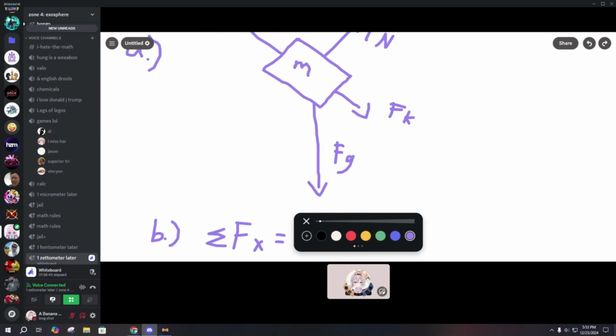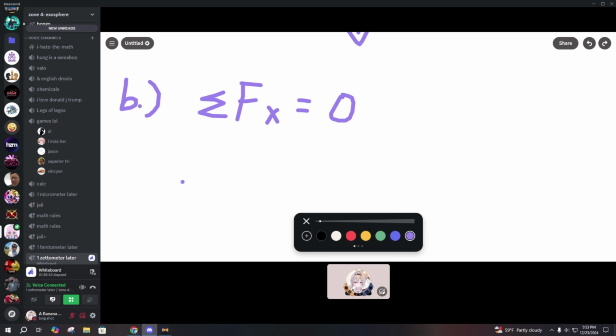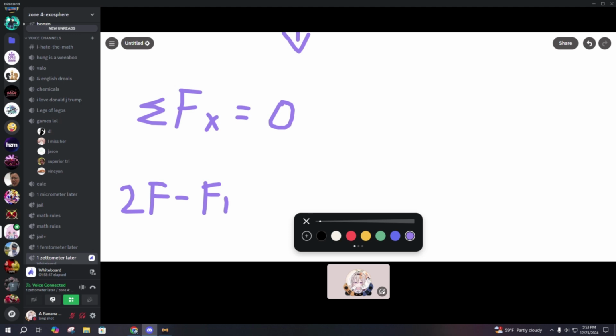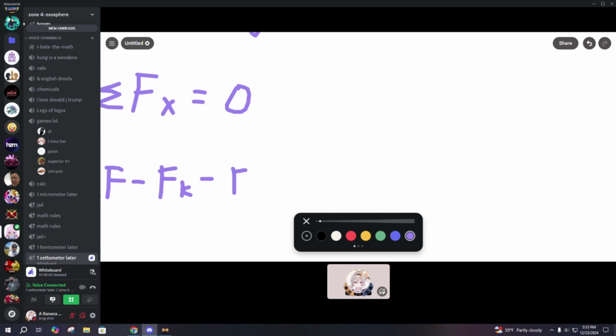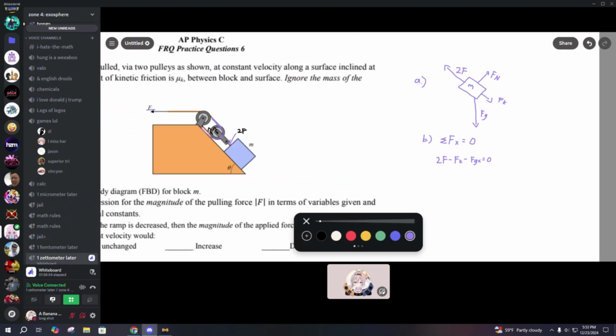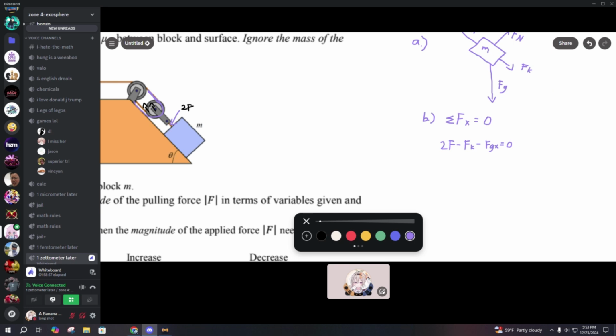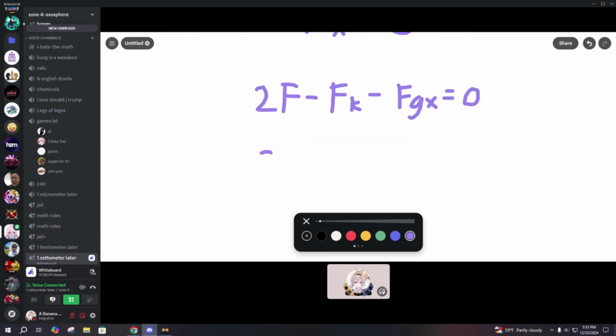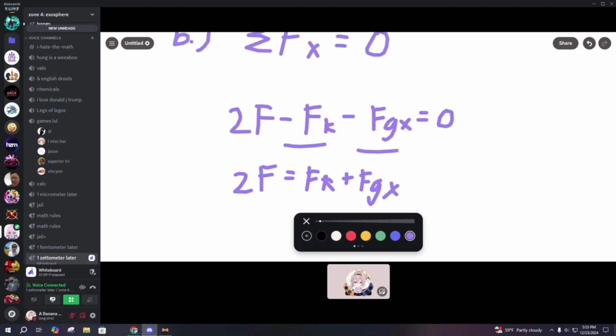Okay? So what are some of the forces? Well, it's going to be 2F minus FK, because it's acting against, and then minus FGX. It's going to be equal to 0, right? But it wants it in terms of the variables, to find what F is. So first off, let's get F on one side because I'm going to be isolating for F later on. I got it by adding FK to both sides and adding FGX to both sides to cancel it out on the left side and put them on the right side.